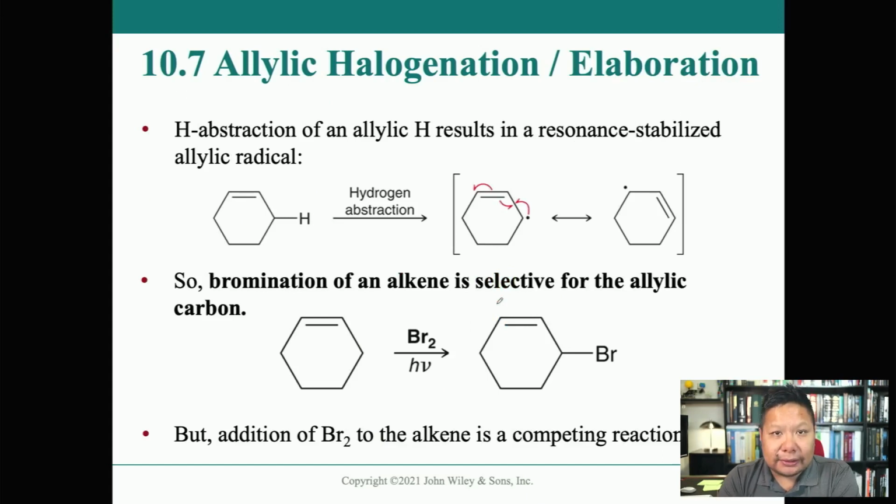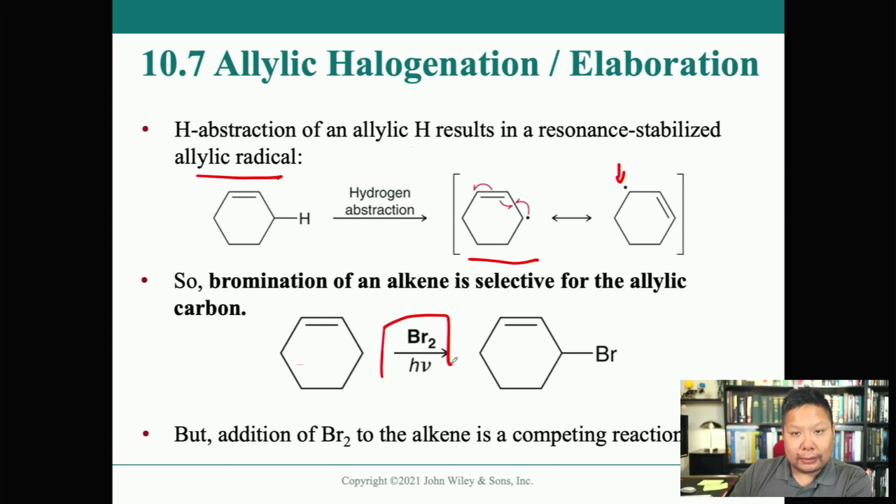Okay, so let's do hydrogen abstraction, yielding a resonance stabilized allylic radical, as you see there, going back and forth. You see that it moves the radical up there to that corner. So bromination of an alkene is selective for the allylic carbon. Okay, so we do a bromination with some light, right? Not chlorination, but bromination. Yeah, I guess you could do it with chlorination too, but we already found that bromination is way more selective. And since the hydrogen abstraction happens there the fastest, the bromine will go there. So we'll get brominated at that position the fastest.